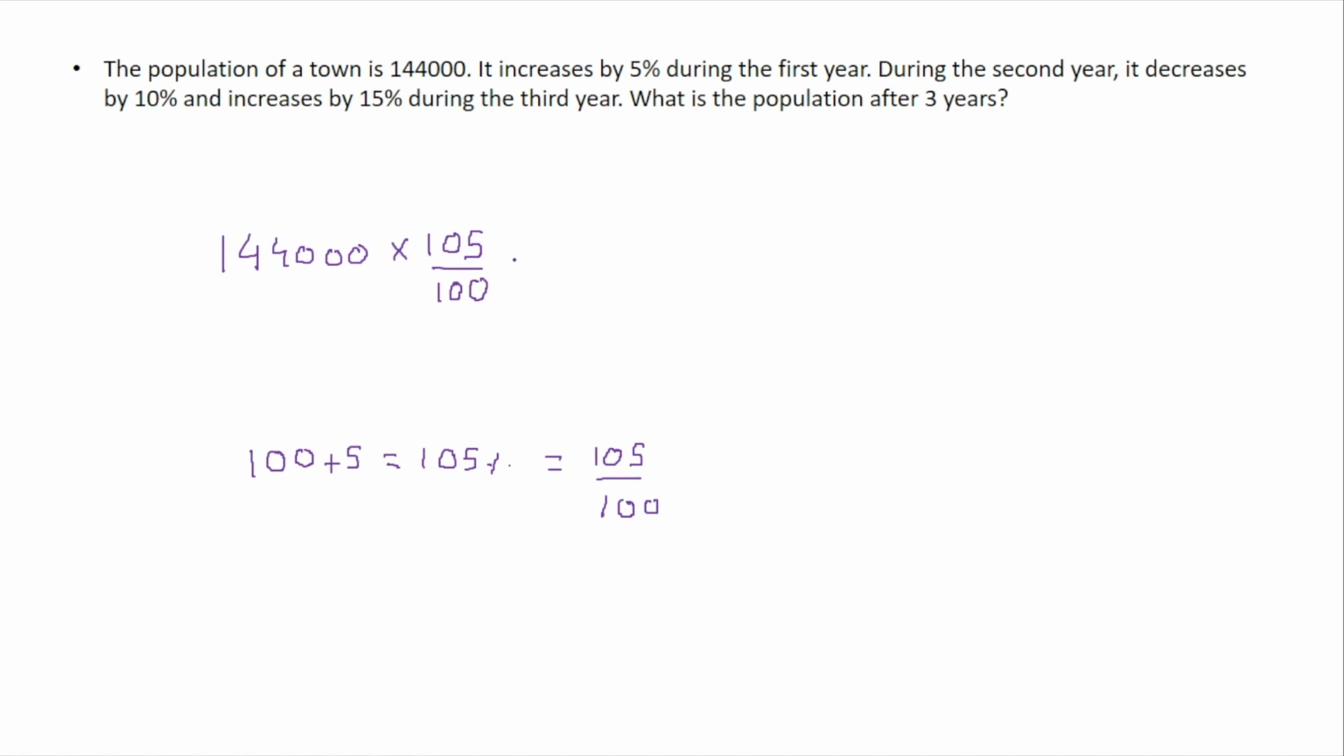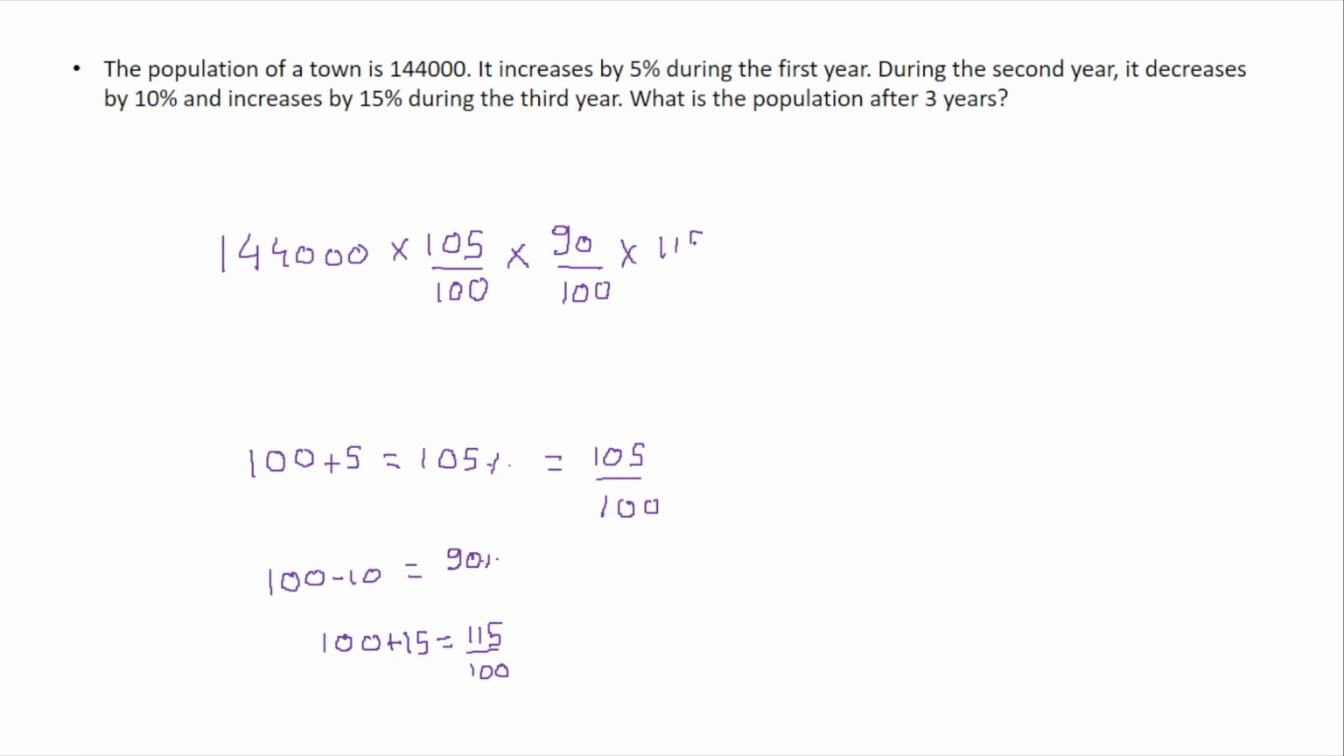The next year, what is happening? There is a decrease of 10%, right? So 100 is every percent. There is decrease, so minus 10. This will come out to be 90%. Okay, so you can write 90%, that is 90 by 100. Okay, and third year there is again an increase of 15%. So 100 plus 15, that is equivalent to 115, right? So 115%, that is 115 by 100.